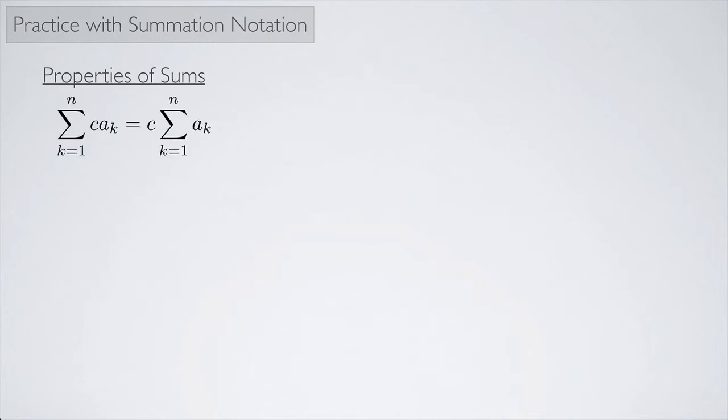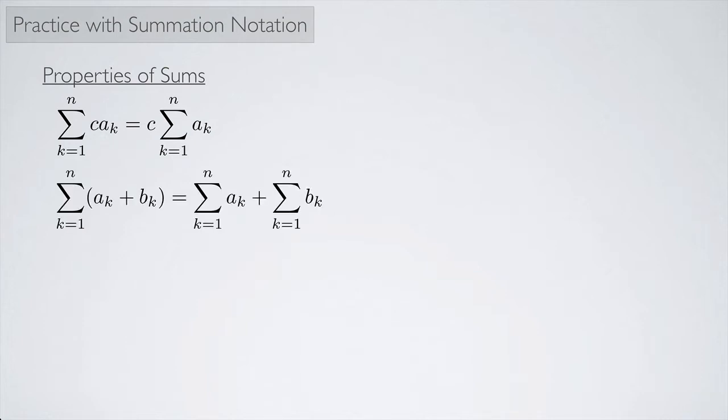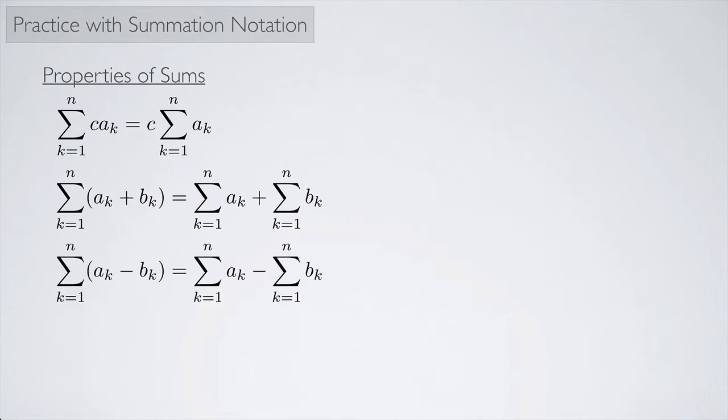Let's review so far what we know about using summation notation. So first we have some properties of sums. If we have a constant, then we can pull that constant outside of the sum. And if we have the sum of two things added together, then we can just look at those things individually. And same thing goes with subtraction.